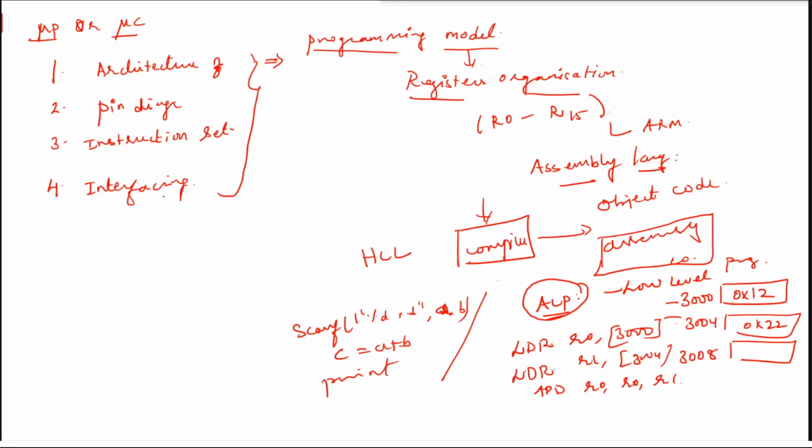So that's why, when you go through the architecture of any processor, we know about the programming model, which in turn is all about the register organization of that processor. Only if you know this can you write an assembly language program. Two things contribute much to writing an assembly language program: one is you should know about the architecture, and the other is you should know about the instruction set. Only then can you write assembly language programs.